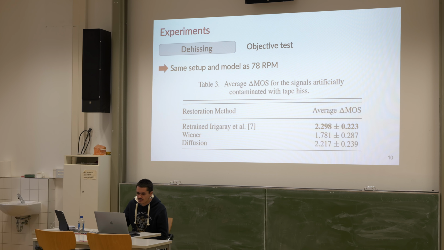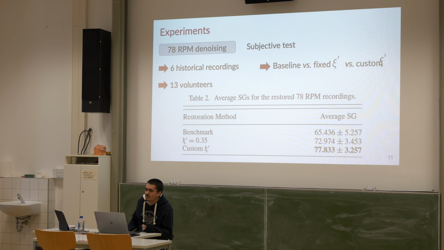Now, what's interesting is actually the subjective test with the real historical recordings. For the subjective test, I actually had better results for the diffusion model. I tried 2 diffusion models. One is using a fixed psi prime value, which was one that worked okay-ish for all the 6 historical recordings. And the other one is really fine-tuning psi prime. For this one, I changed psi prime for each of the recordings and chose the one that I thought was best for the experiment.